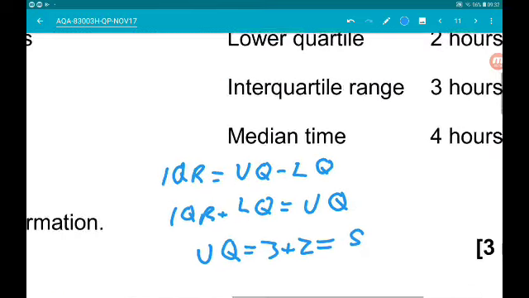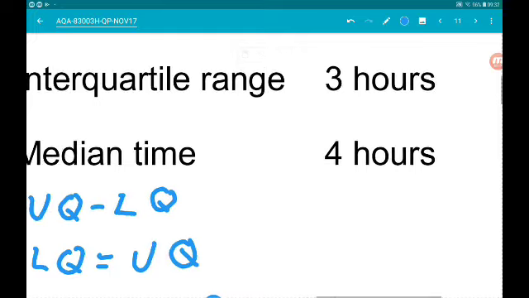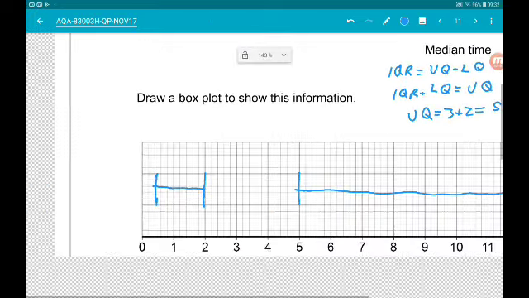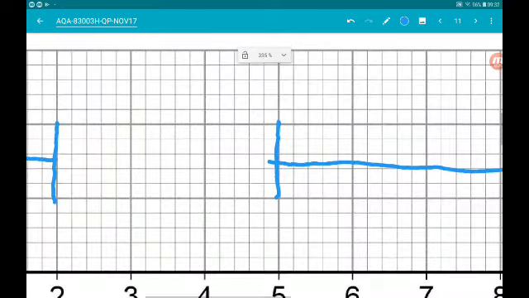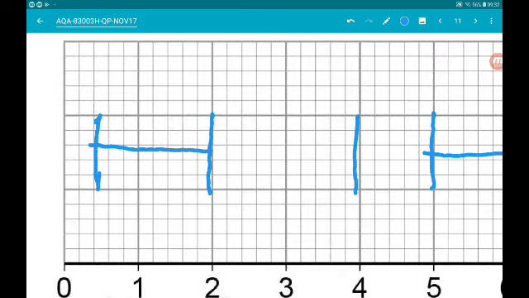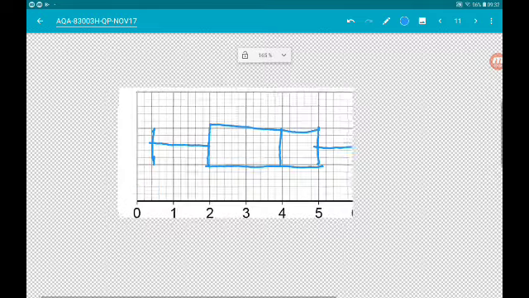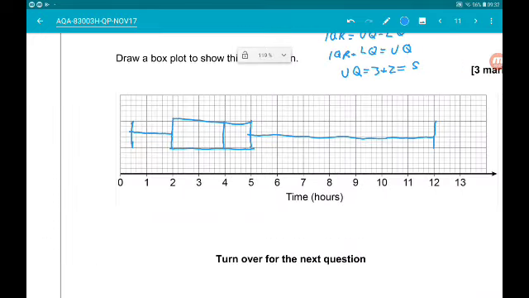And then our median was 4 hours. So now we just need to draw the box. Cool. There is our box plot.